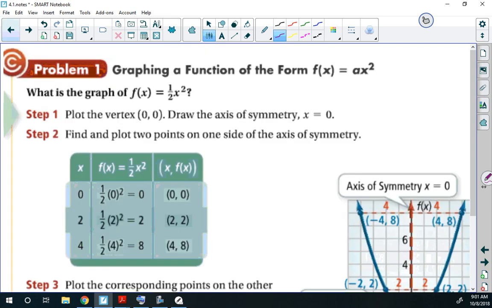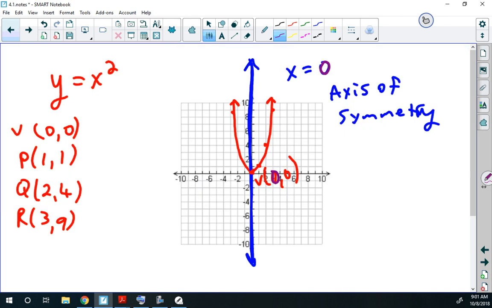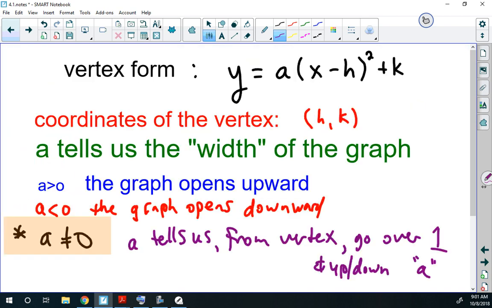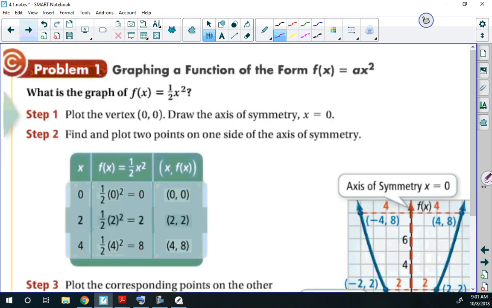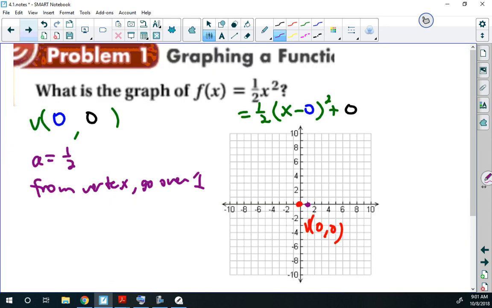Let's see what we said about A. A says from the vertex, we go over 1 and up or down whatever A is, right? So in this case, our A value is 1/2. So when we go over 1, how far up or down are we going to go? We're going up just 1/2. Okay. Everybody good with that so far?